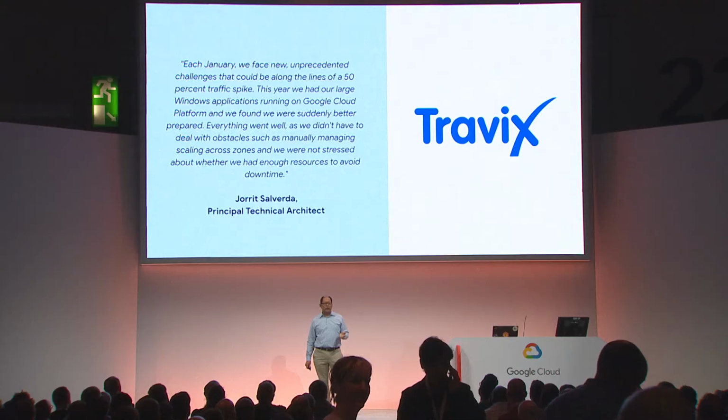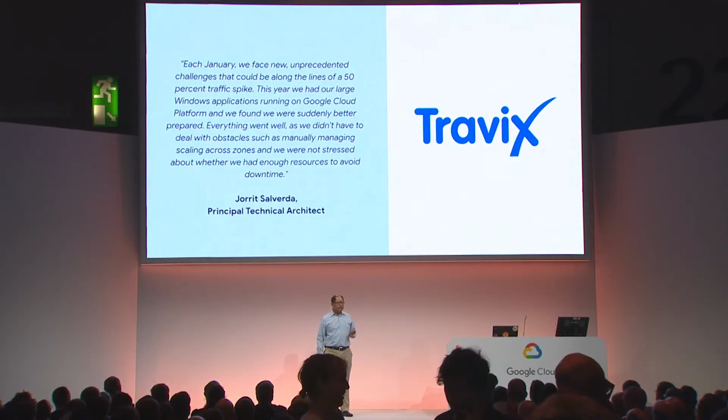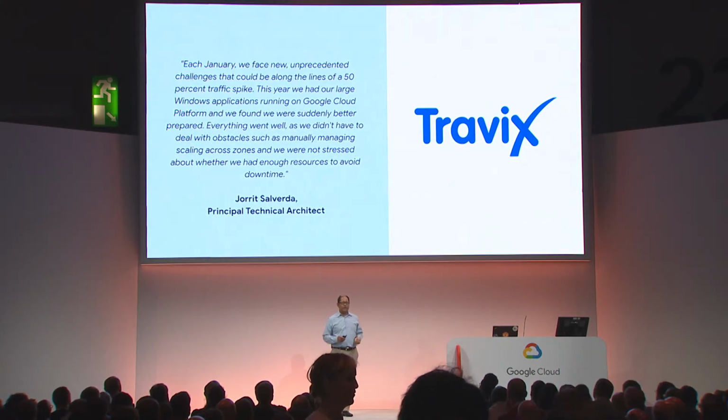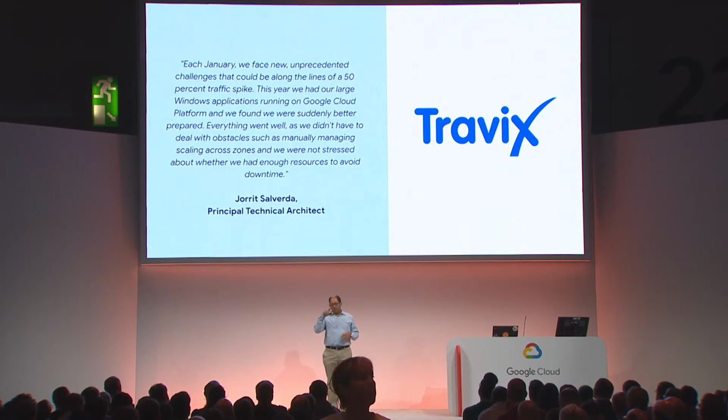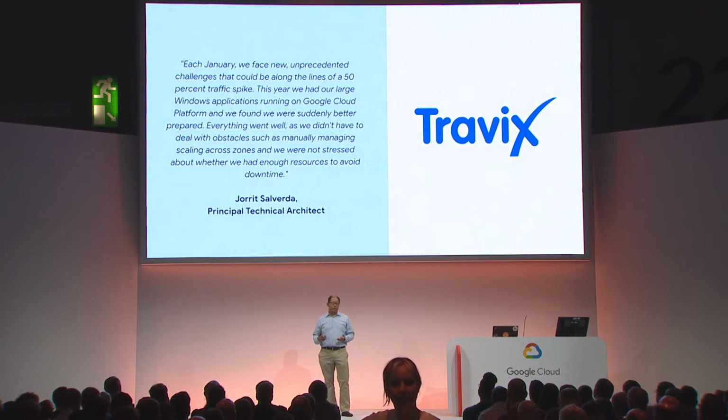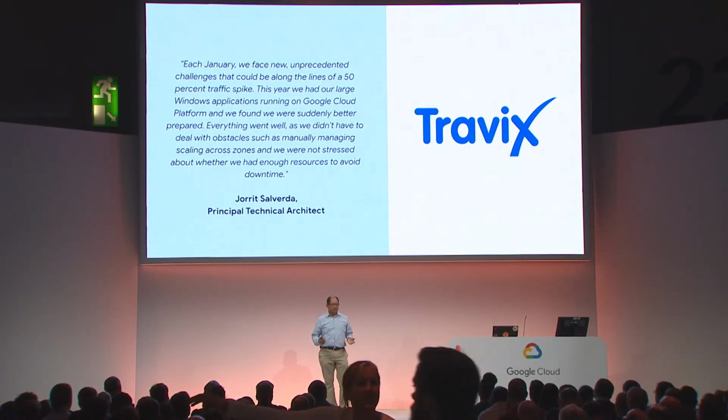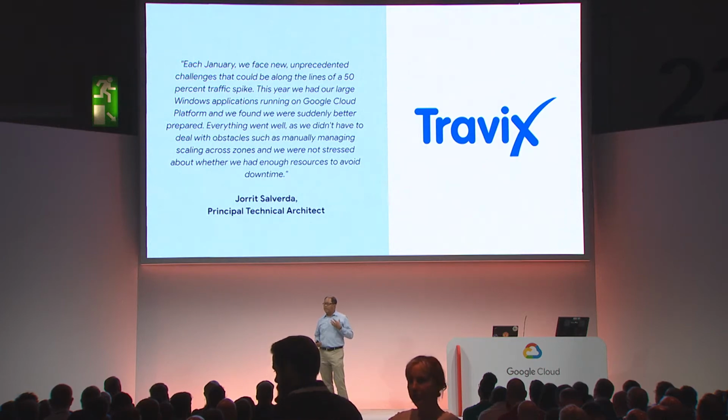Travix is an online travel company, and they've actually had a pretty standard public cloud use case. They had spikes in their traffic, and so they wanted to be able to burst their Windows workloads onto GCP. They've been very successful here. And again, this is the kind of use case that you might recognize as a pretty standard public cloud use case.